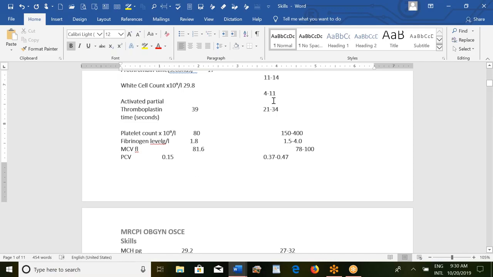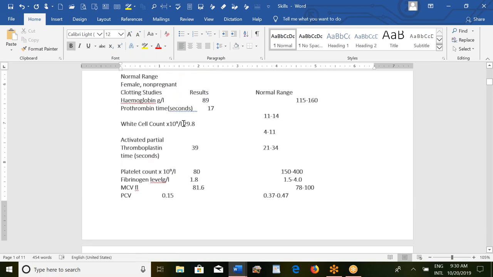So what do you think? Patient is anemic still, and her hemoglobin is 8.9. With postpartum period, it should be at least 10. And her PT and APTT are a little on the higher side. Since she has bled quite a lot intraoperatively and postoperatively, it could be a DIC, but platelet counts are also on the lower side, about 80, and the WBCs are on the higher side, which is 29. So some post-op infection can be there.